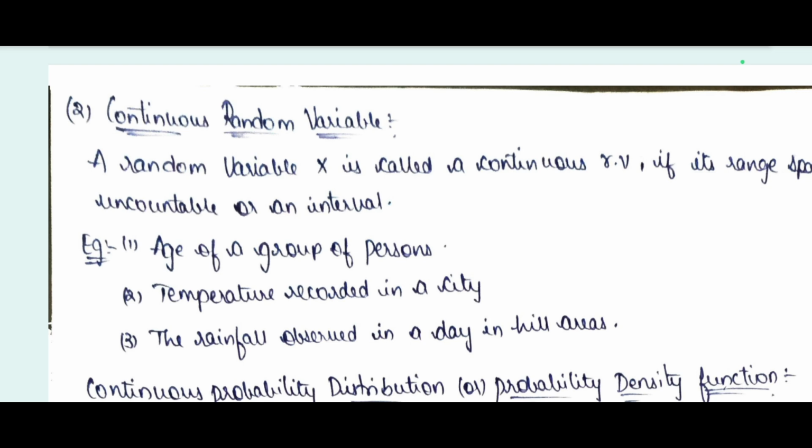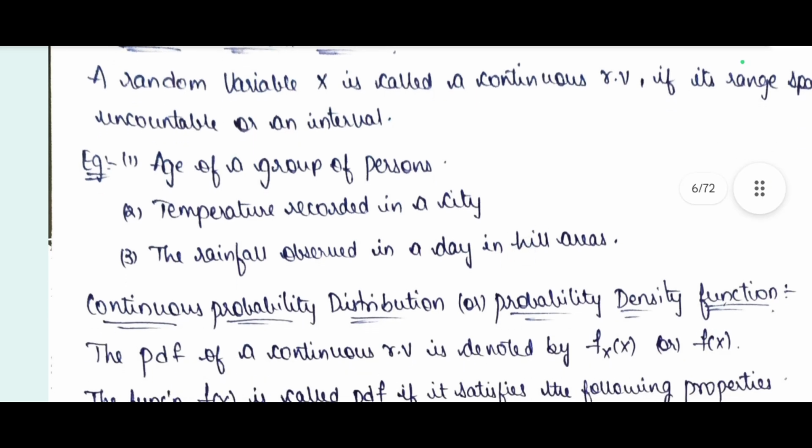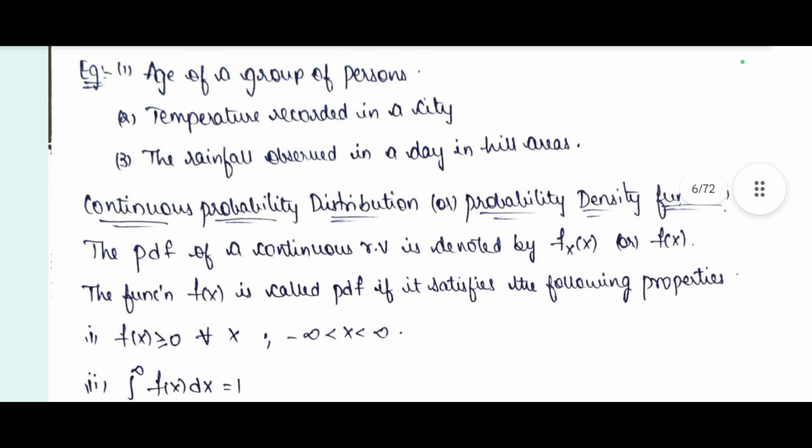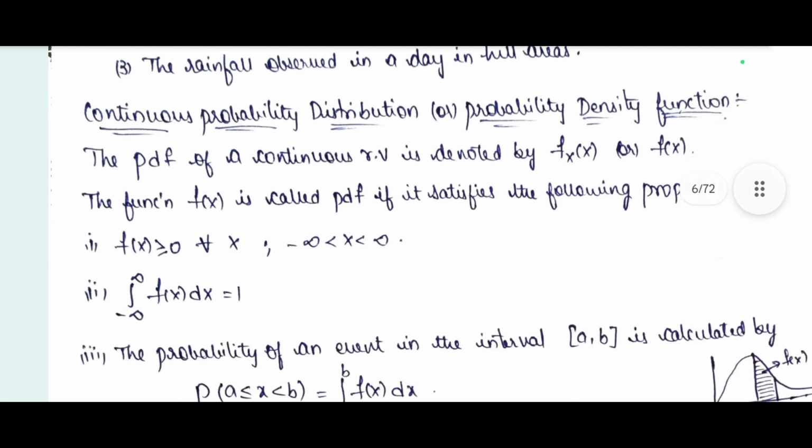Age of a group of persons, temperature recorded in a city, the rainfall overhead day in the hills areas. So there should be some conditions: f of x should be greater than or equal to 0 for all values of x, and the integration of f of x dx should equal 1.